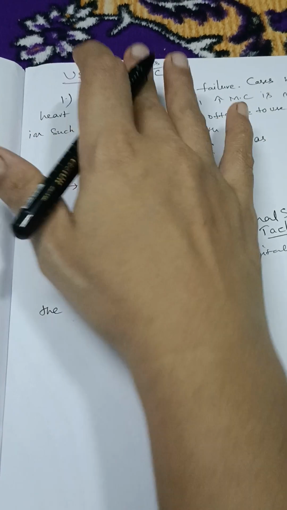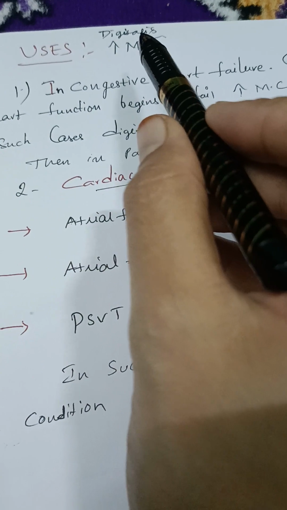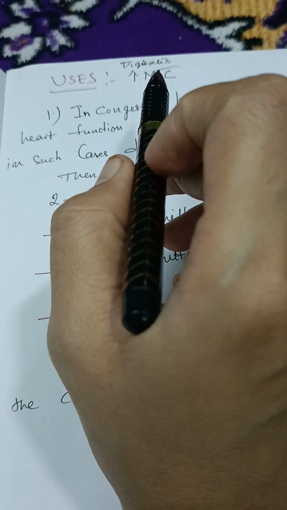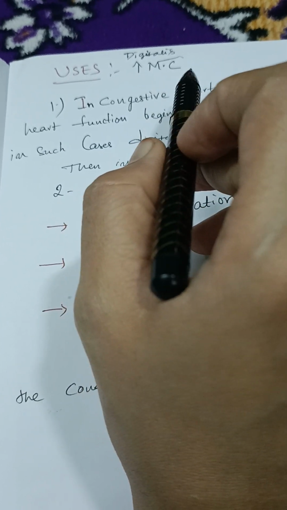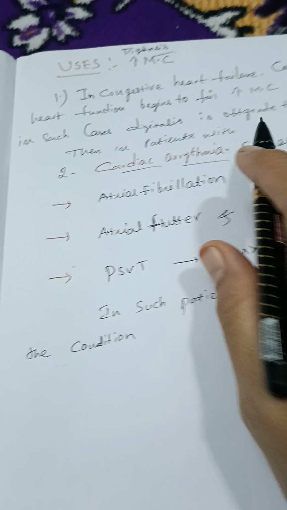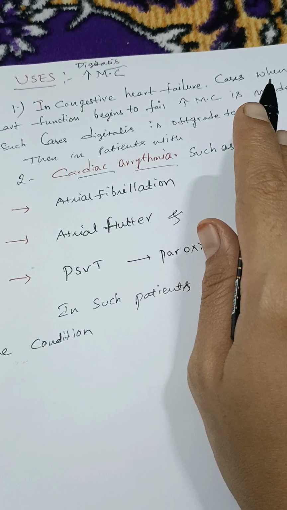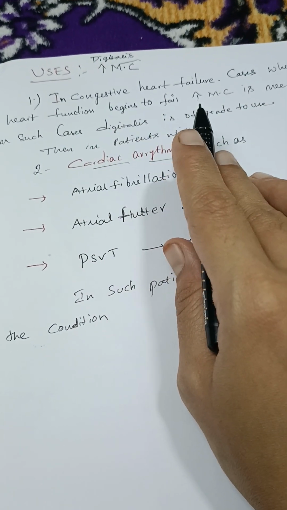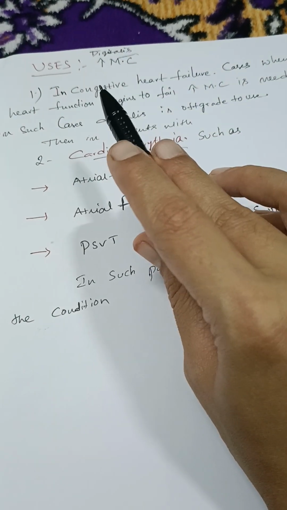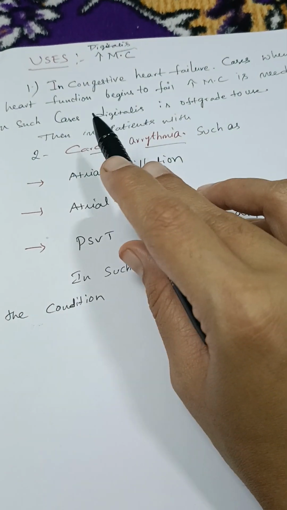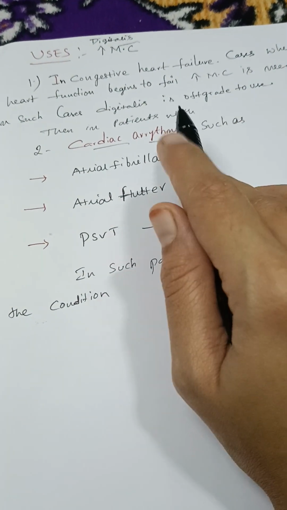Coming to the uses of cardiac glycosides, meaning the particular uses of digitalis. The main use of digitalis is that it increases the myocardial contractility. That's why in congestive heart failure cases, when the heart function begins to fail, increasing myocardial contraction is very much needed. That's why it is very useful in congestive heart failure. In such cases, digitalis is used. It's a very important drug to use in such cases.